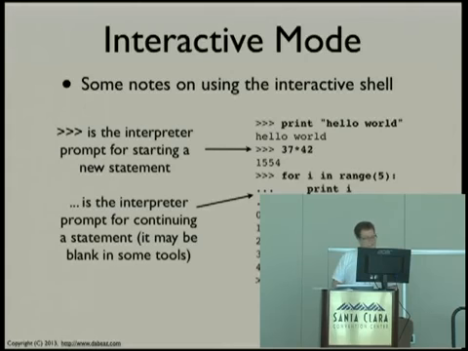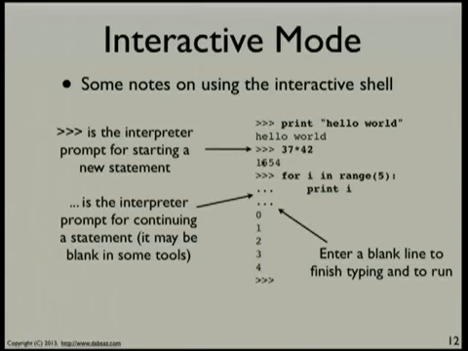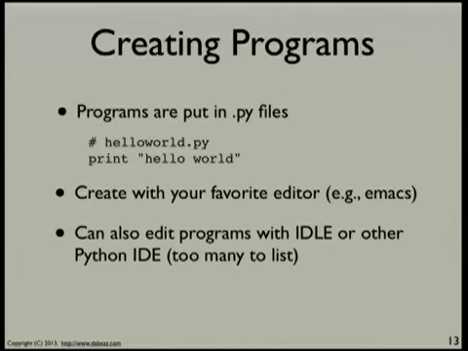A few little notes about the interactive mode. Triple greater than is just the prompt, Python telling you, hey, type a command. If for some reason you get triple dots or blanks and it's not doing anything, it usually means it wants you to keep typing what you started. It's saying you're on multiple lines, so keep typing. You do that and then hit a blank line to get it to run.